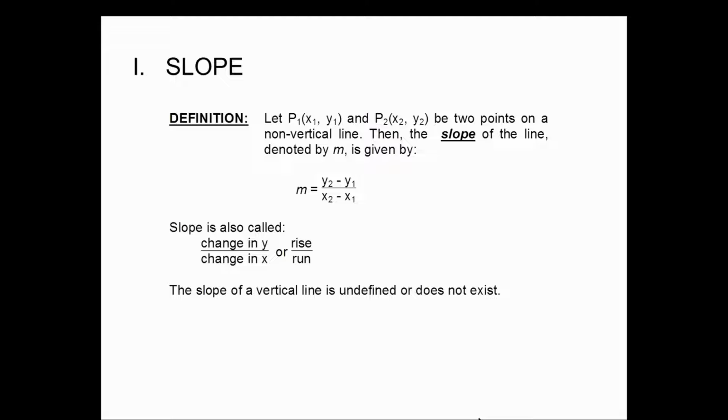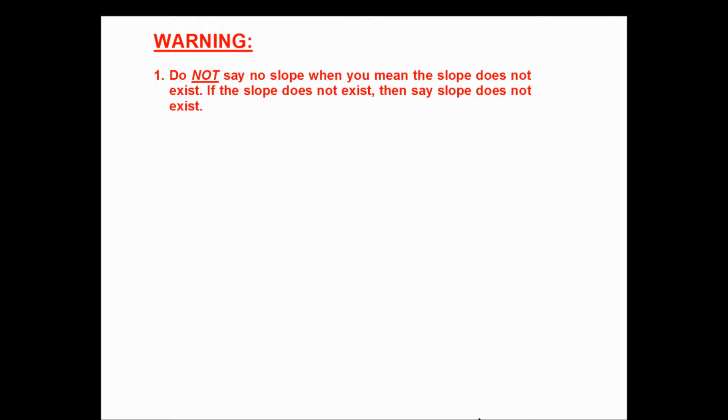The slope of a vertical line is undefined or does not exist. So if you're looking at a vertical line and you're asked for slope, say does not exist or undefined. You can also use capital D-N-E for does not exist. So warning. Number 1, do not say no slope when you mean the slope does not exist. If the slope does not exist, then say slope does not exist. Or you could also say slope is undefined, or you can write D-N-E.